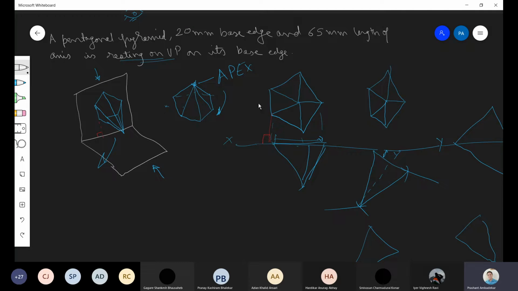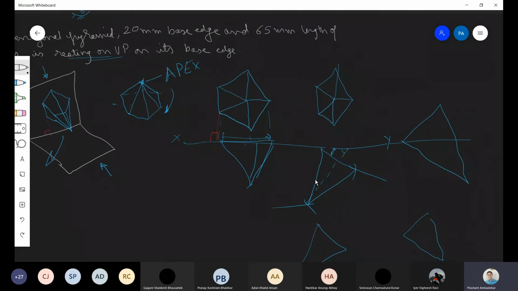Now, in the second position, what I said that it is resting on its base edge. See, I have inclined it like this. You can see the direction. I have inclined it like this. Now, if I want to incline it like this, so this is what which is touching the VP. This is touching the VP.